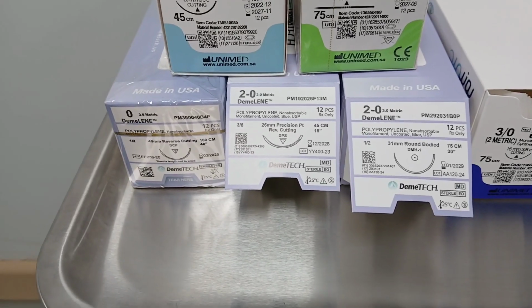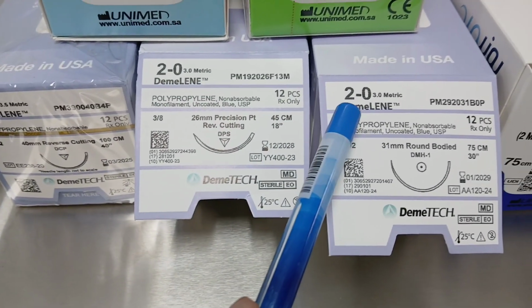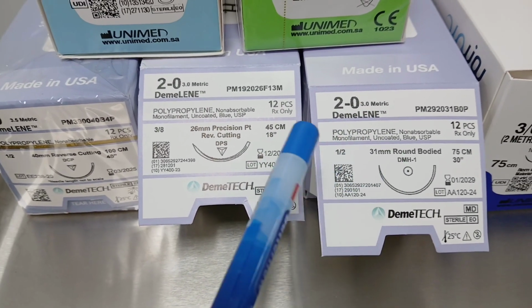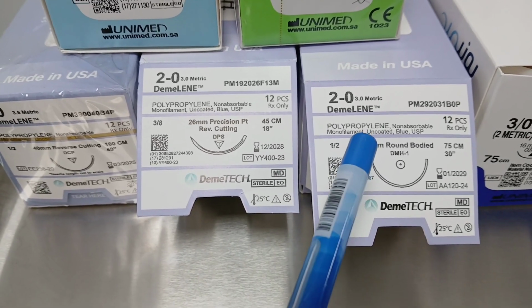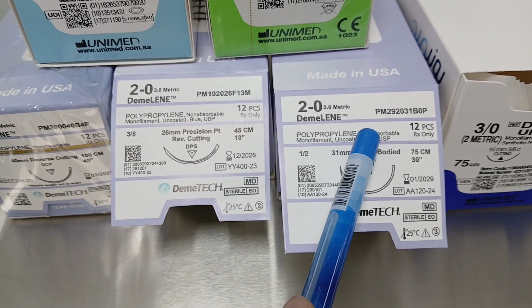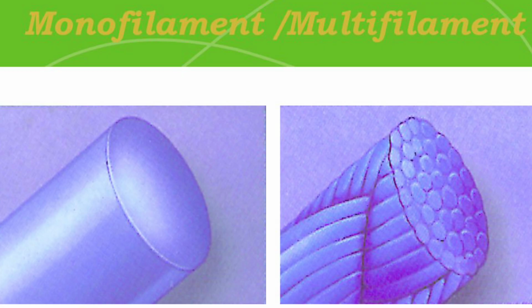Now I am going to tell another important thing. See here, easily we can understand this is the 2-0. So now we don't know which type of suture material. Here you can see polypropylene, that means Prolene suture. Monofilament means only one thread will come. Multifilament means two or three threads fixed together and they make one thread. So that also we have to see.